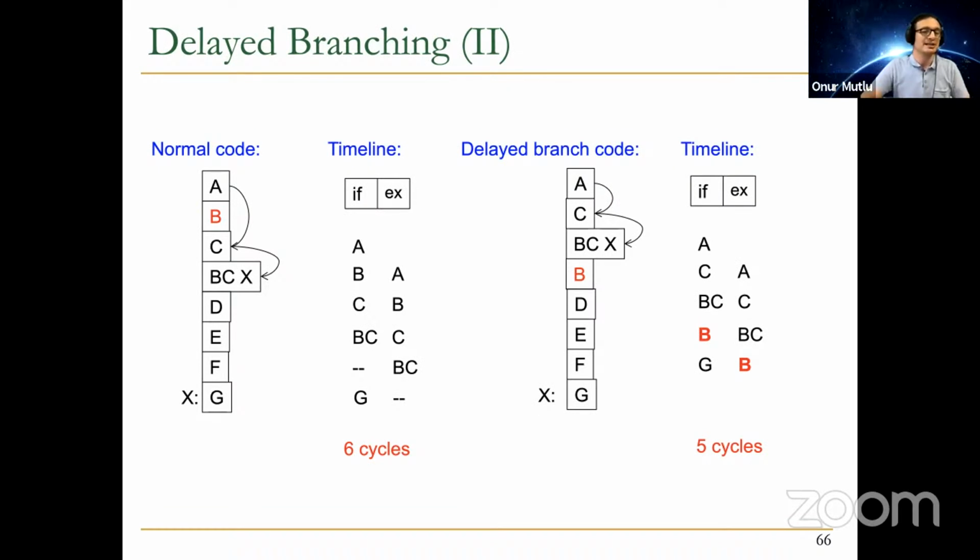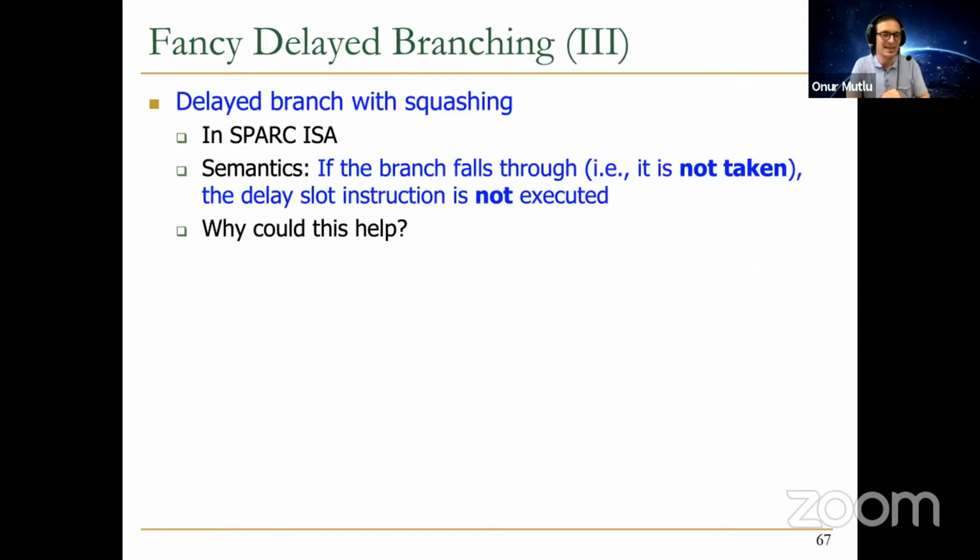So people have actually increased the sophistication of delayed branching, if you will. MIPS, the processor you're designing, has delayed branching, unfortunately, as we will see in a little bit. But people actually looked at fancy delayed branching so that they can fill the delay slot better. The SPARC ISA, for example, which is another example of this RISC, reduced instruction set philosophy, has delayed branch with squashing. So the semantics looks like this now. If the branch falls through, in other words, it's not taken, the delay slot instruction is not executed. Otherwise, it's always executed. So you still have a delay slot, but you sometimes don't execute it.